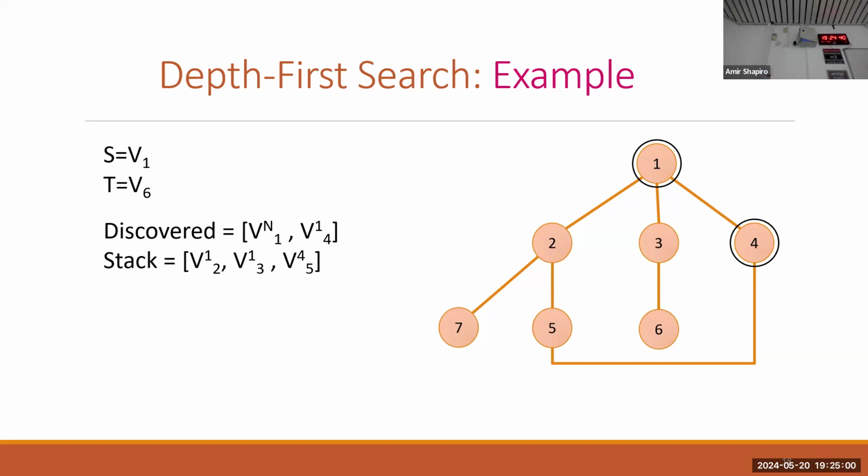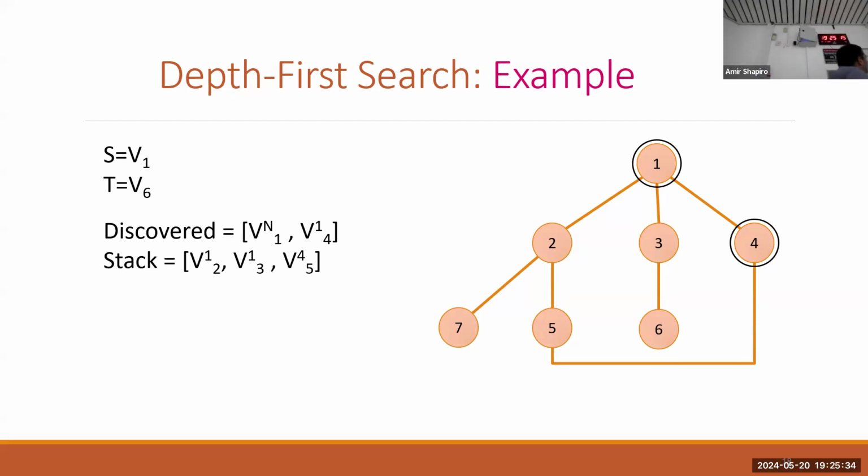So now I move to here, the first one from the right, and look at its neighbors. Its neighbors are 5 and 1, but 1 is already discovered. So I don't touch it anymore. I already saw it. So I put only 5, with a back pointer to 4, because we went there from 4.